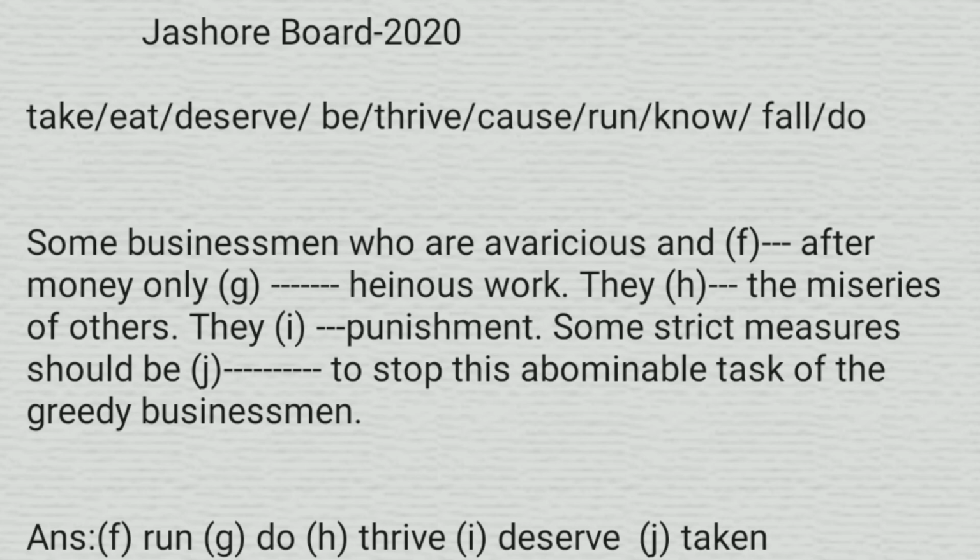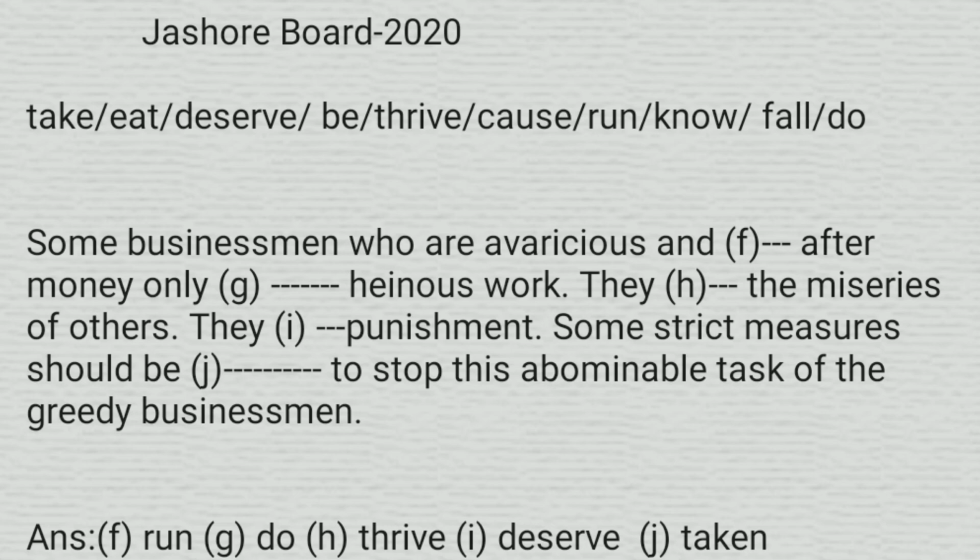Some businessmen who are avaricious and dash after money. Here the suitable word is run, so the answer will be run after money. Only dash heinous work. Only do heinous work. The answer of G will be do, as it is written in present indefinite tense.